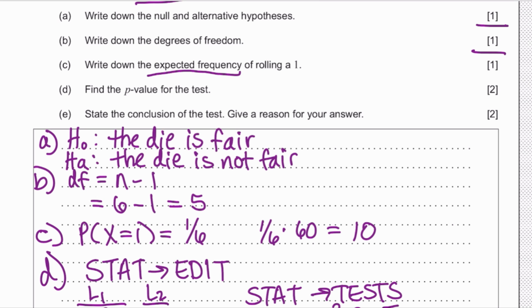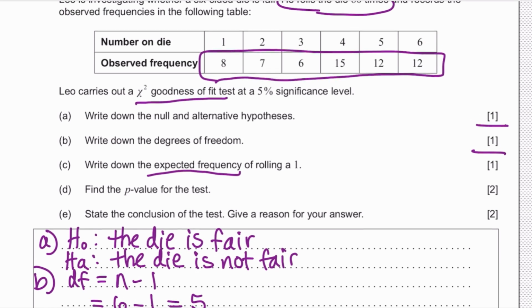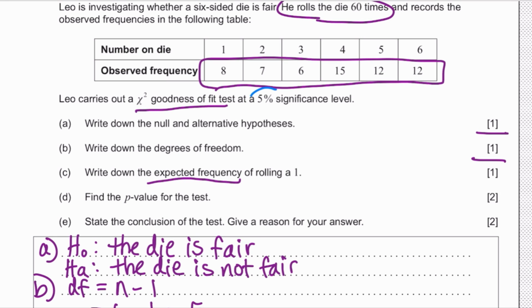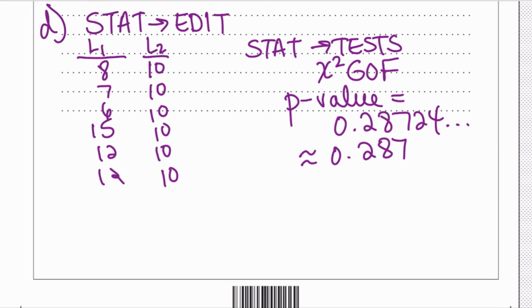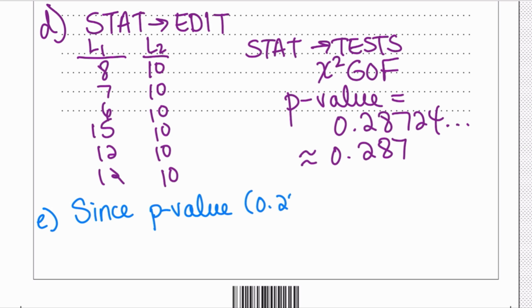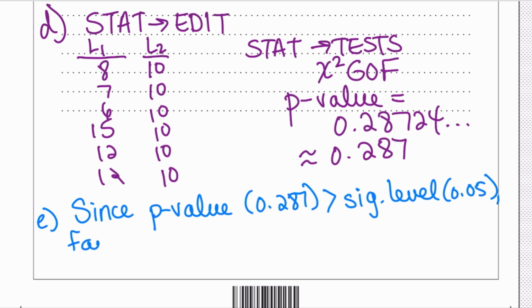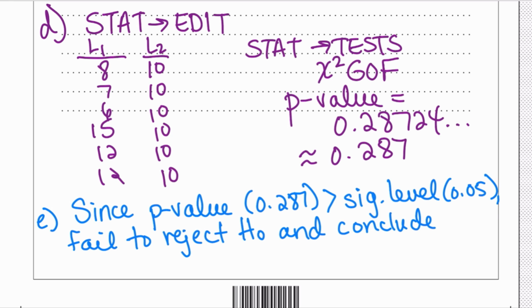Finally, it says to state the conclusion of the test and give a reason for your answer. If you go back, you're going to realize that we are doing this at a 5% significance level. You are going to compare your significance level to your p-value. So the answer to part E is that since your p-value of 0.287 is greater than your significance level of 5%, then you fail to reject your null hypothesis. That means you accept your null hypothesis. And that means that if you fail to reject the null hypothesis, you conclude that the die is fair.